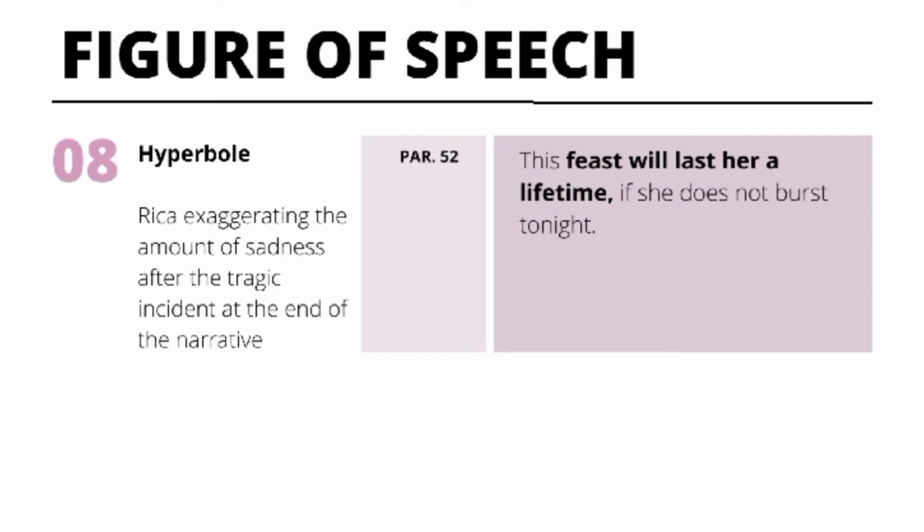Last but not the least, under figure of speech is the use of hyperbole in paragraph 52. With the passage, "this feast will last her a lifetime if she does not burst tonight," there is an exaggeration of the statement, because this expression evokes and creates a strong impression of Rika to the big lady, how much sadness that the big lady can devour from the night when her father threw a fit because he had come to know his wife is having an affair, causing a chaotic scenario where Rika got shouted at and slapped, causing her to scream and cry, and her father afterwards feeling guilty, leaving them both to be in dread and in pensive sadness.